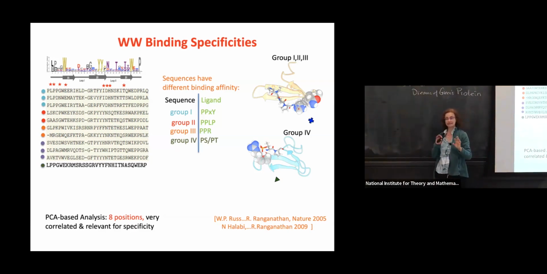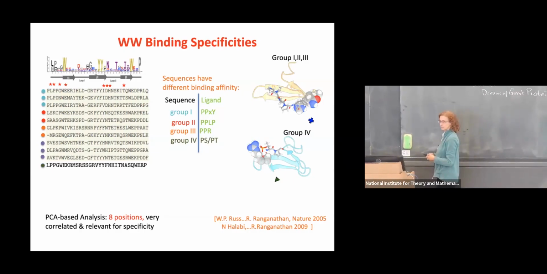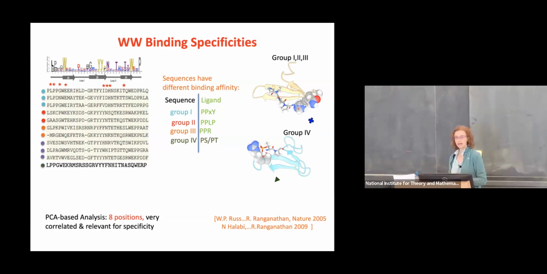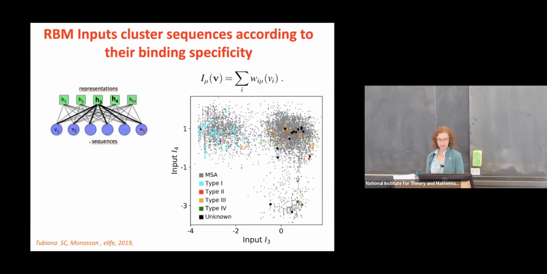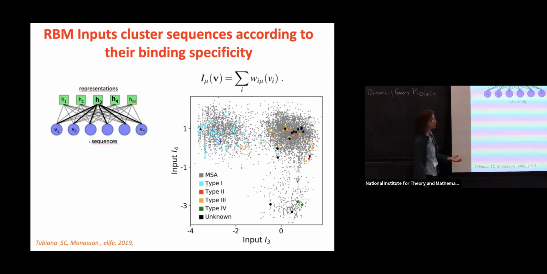So you know that some of these amino acids are important for the specificity. Okay, so what we have done is train our RBM on this multi-sequence alignment. It was like 2,000 sequences. It's not a very, very enormous amount of sequences, but it's not small. And then we identified 2 particular hidden units, which are hidden unit number 3 and hidden unit number 4.